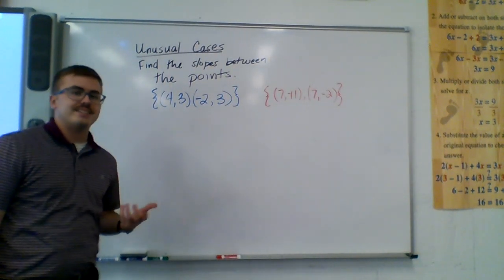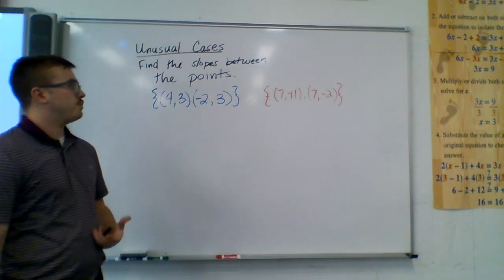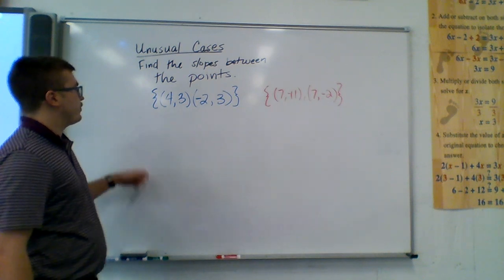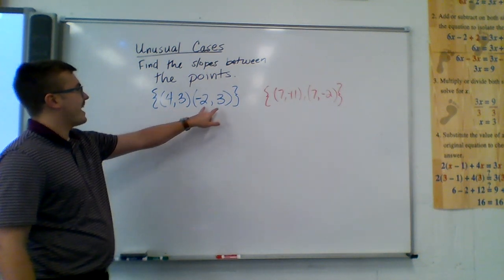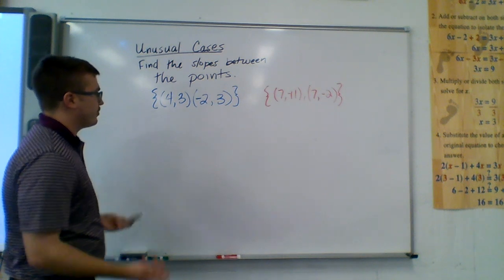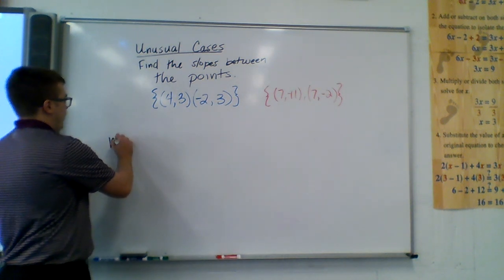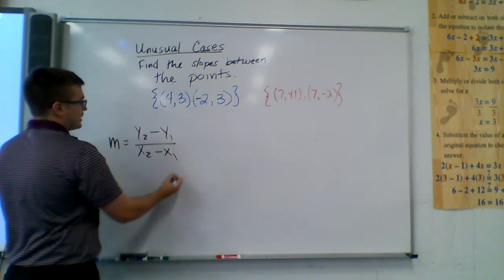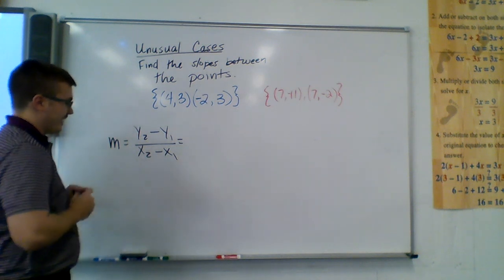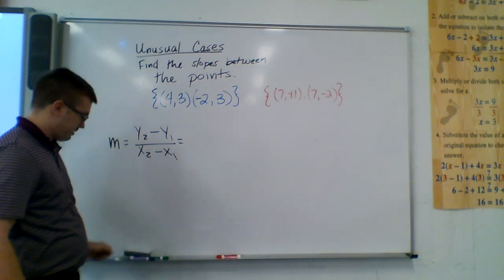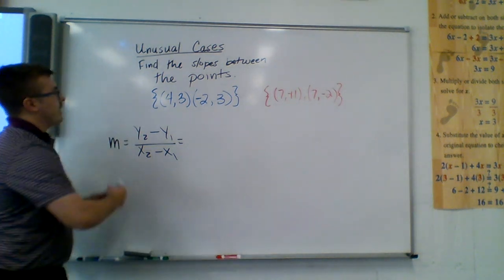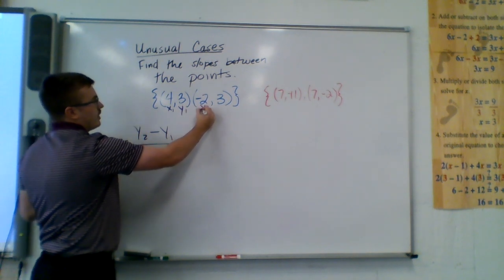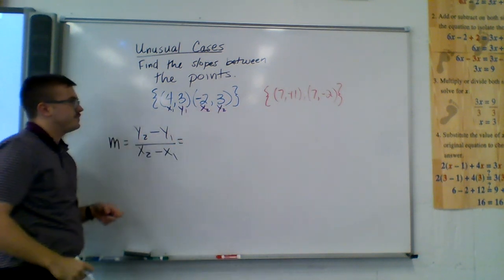All right, still going on the topic of finding the slopes between points, I want to look at 2 unusual cases. So the first one here, I've got (4, 3) and (-2, 3). So again, the first thing I'm going to do is write out my formula. M equals y2 minus y1 over x2 minus x1. Then I'm going to go ahead and label my points. I know that this is my first point, so I'm going to have x1, y1. Second point means x2, y2.